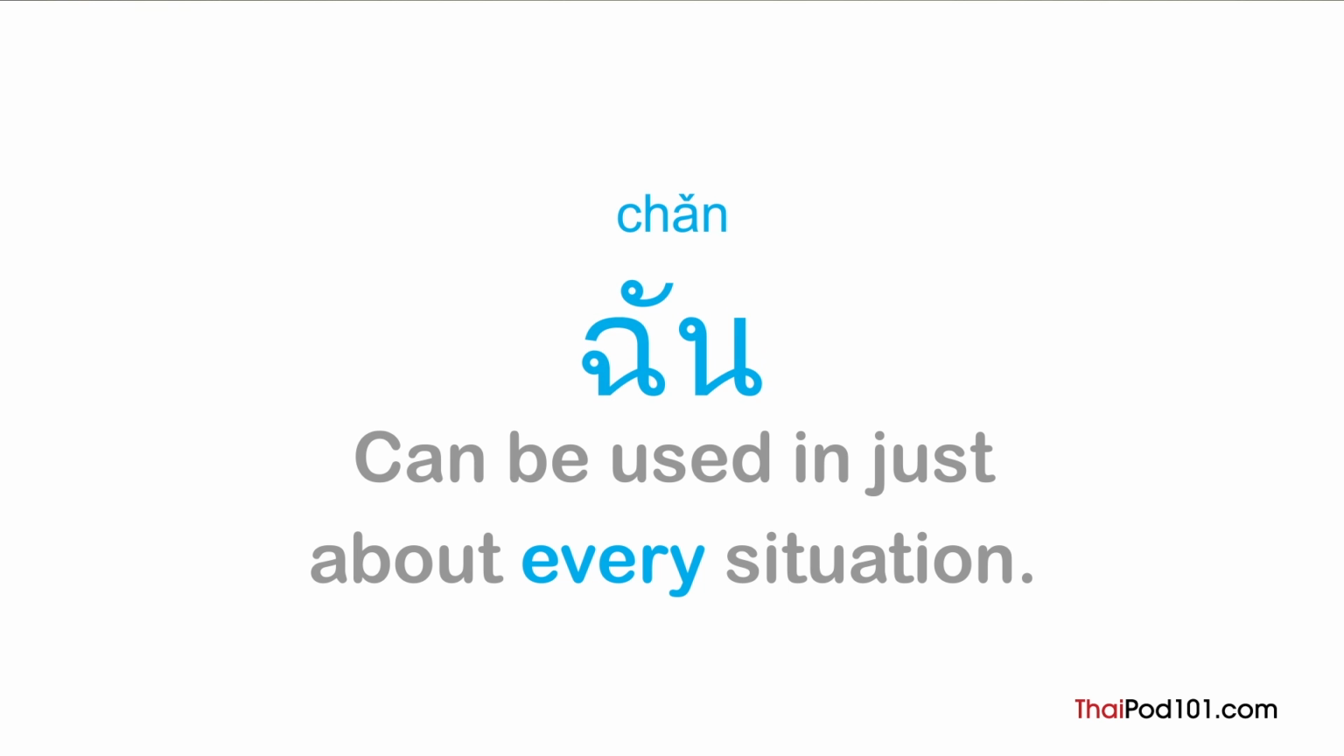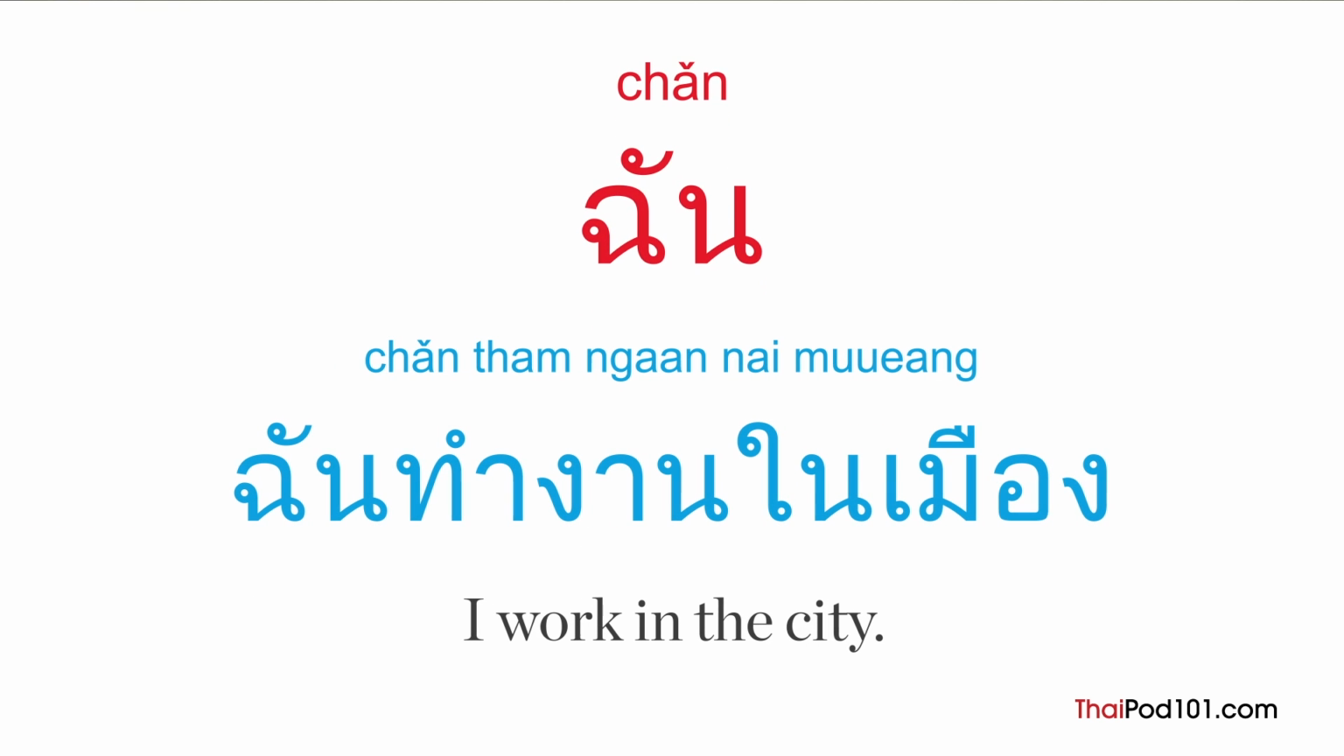This is ฉัน. For example, ฉันทำงานในเมือง, I work in the city. However, there are several other ways which are suitable for specific situations such as gender-specific forms, situations when you are with friends and formal situations.